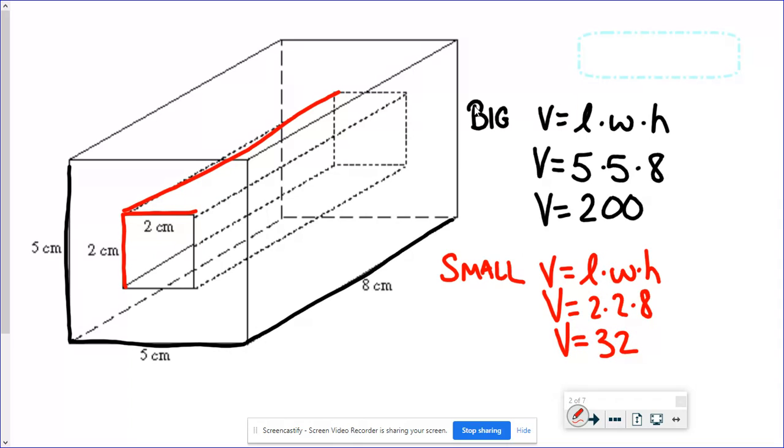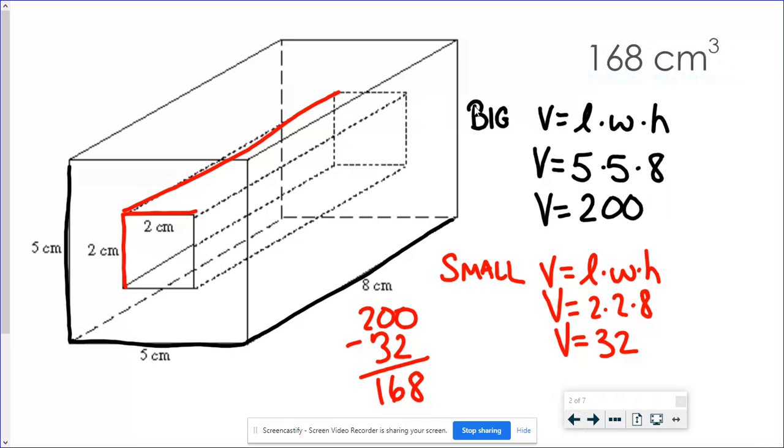Because they're taking that smaller one out of the bigger one, this is a subtraction problem. So I would have 200 minus the 32, and that's going to give me 168. The label for this would be cubic centimeters. Notice no decimals, no rounding, because we didn't have pi in this particular problem.